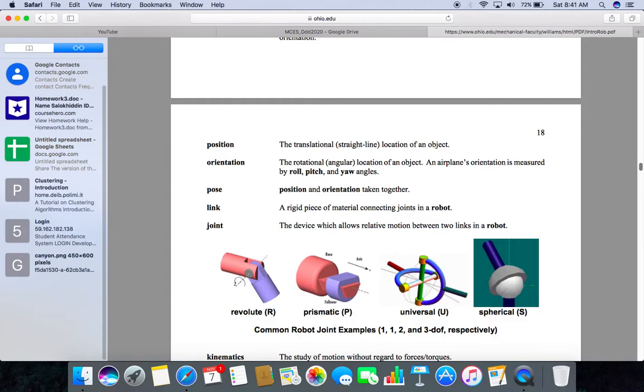Position, the translation, location of an object. Orientation, the rotation, angular location of an object. An airplane's orientation is measured by roll, pitch, yaw angles. Pose, position and orientation taken together. Link, a rigid piece of material connecting joints in a robot. Joint, the device which allows relative motion between two links in a robot.